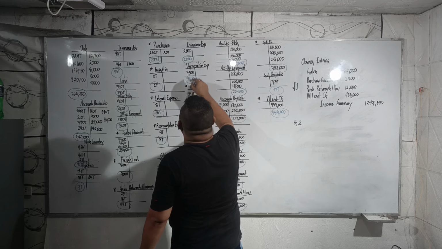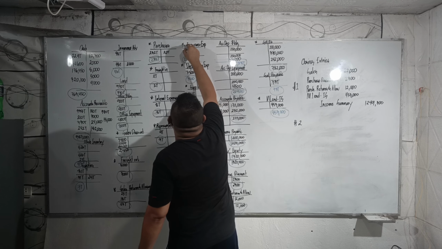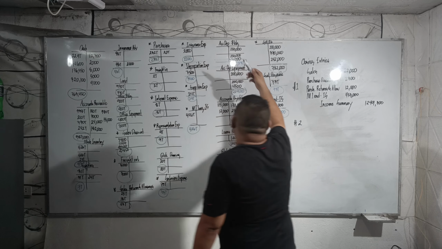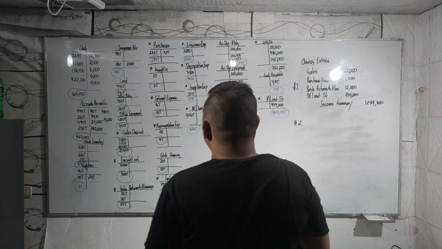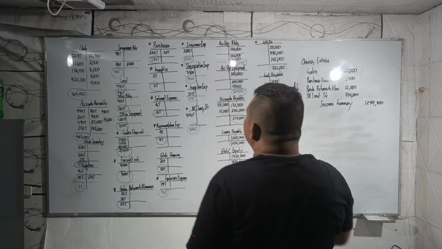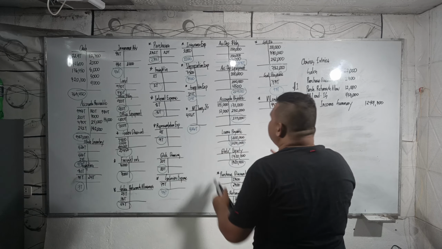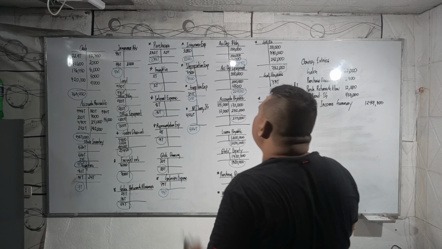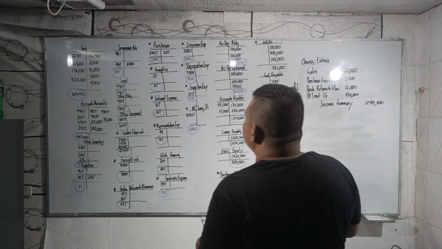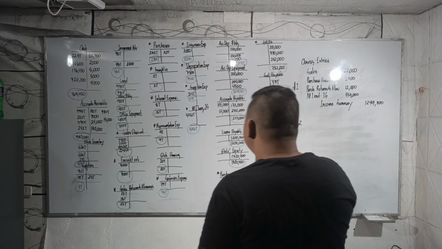We have supplies expense. We have depreciation. We have insurance. I guess that's it. So as you can see, it's very important that you really group the accounts with debit balances and the accounts with credit balances separately. Okay? So let's start with the first asterisk.